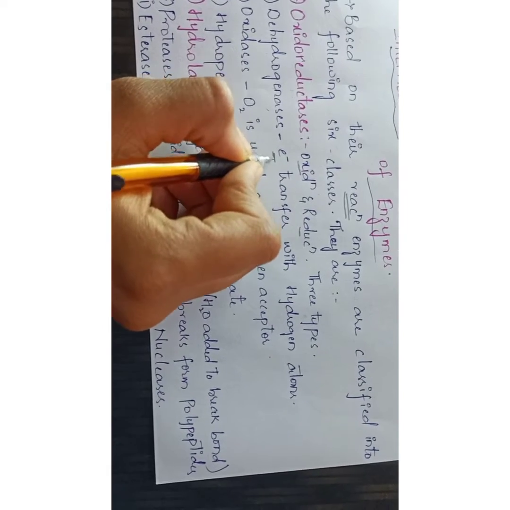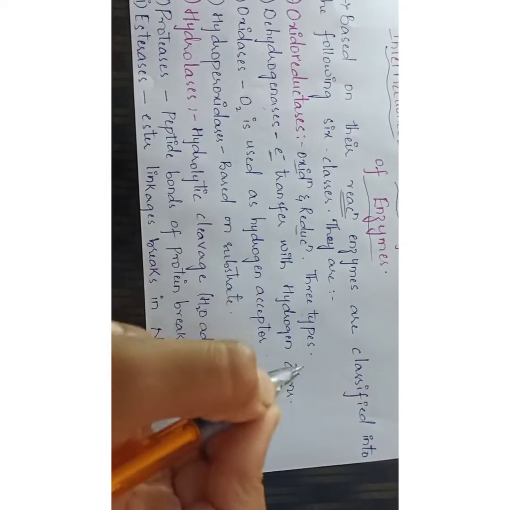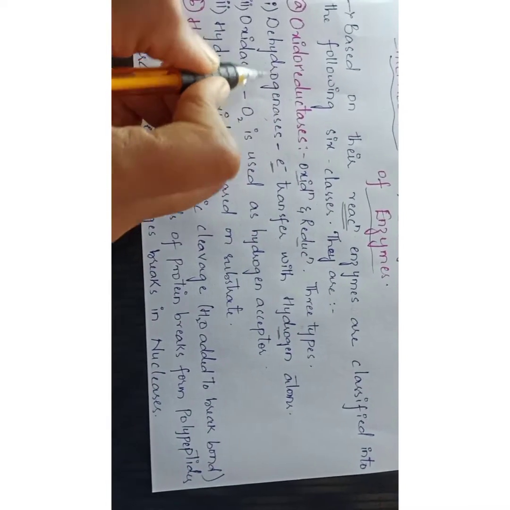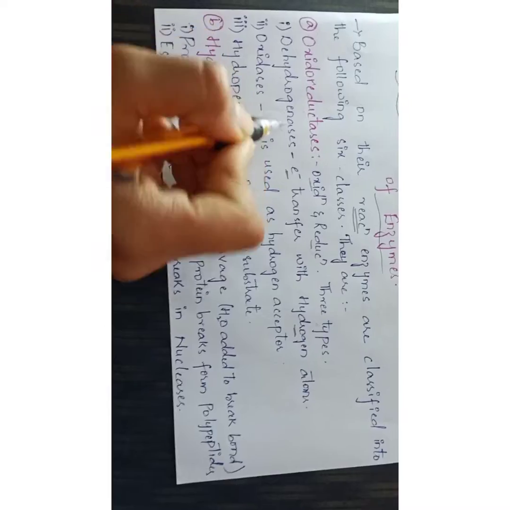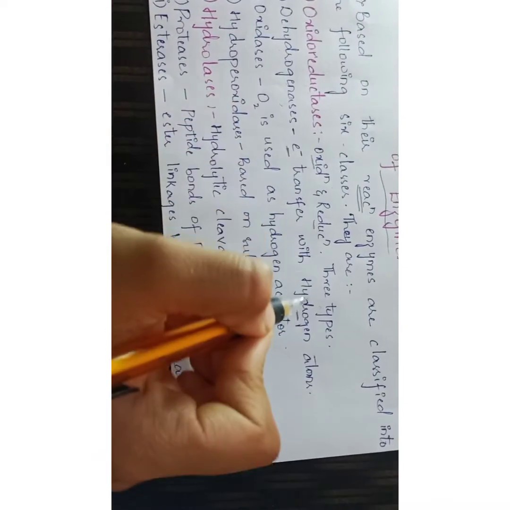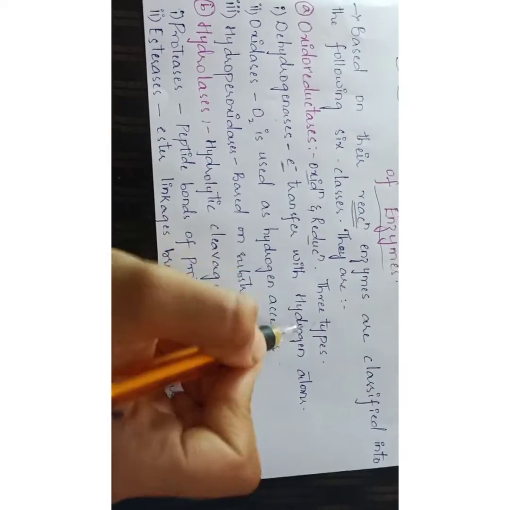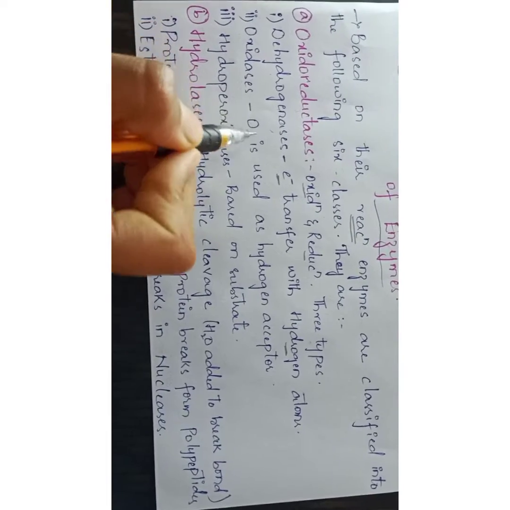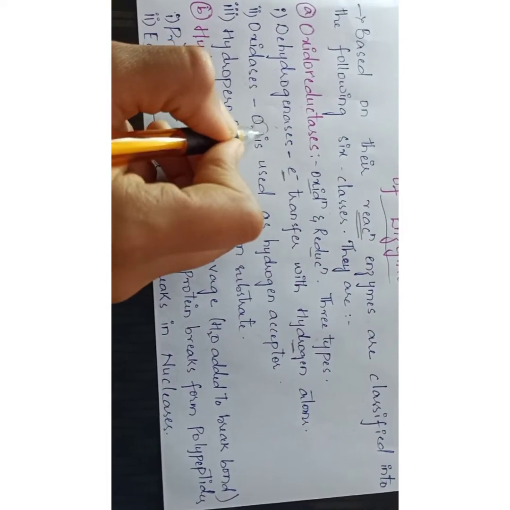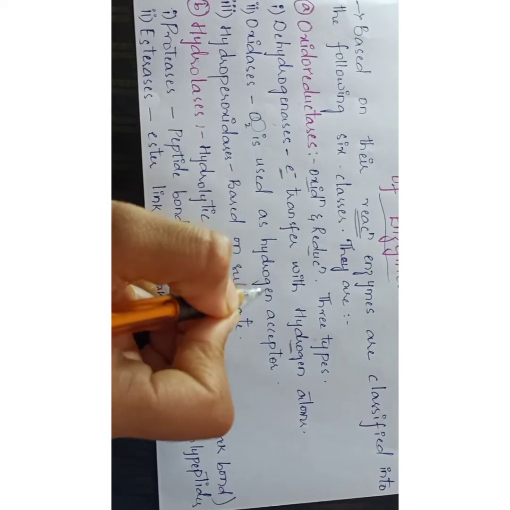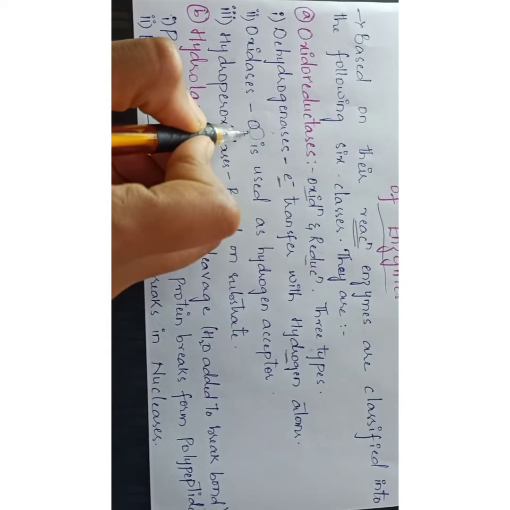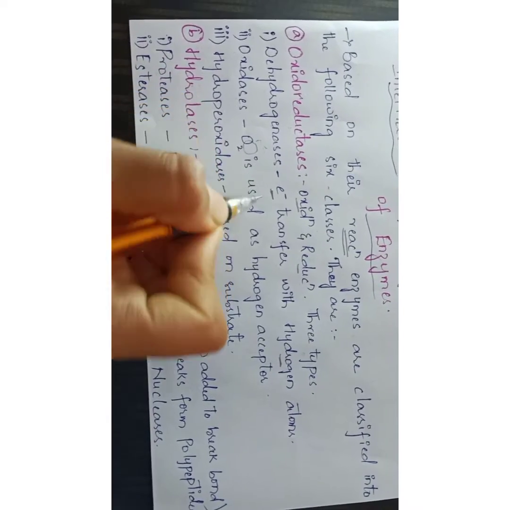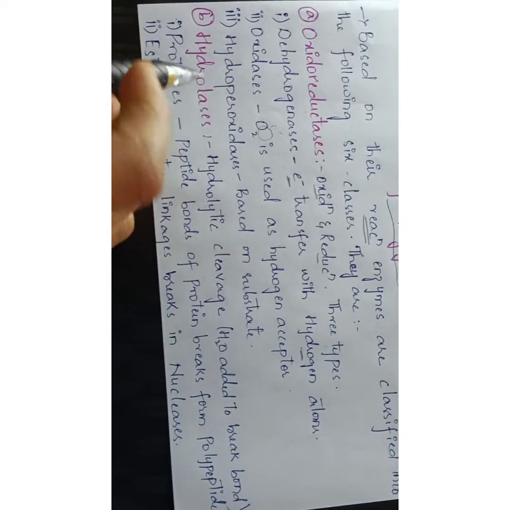The transfer of electrons is done with the help of hydrogen atom transfer. That's why it is called dehydrogenases. So here the transfer of electrons is taking place with the help of hydrogen. Next one is oxidases. Oxidases is nothing but here the oxygen molecule acts as the hydrogen acceptor, and with the help of oxygen, hydrogen is transferred from the substrate to the product.